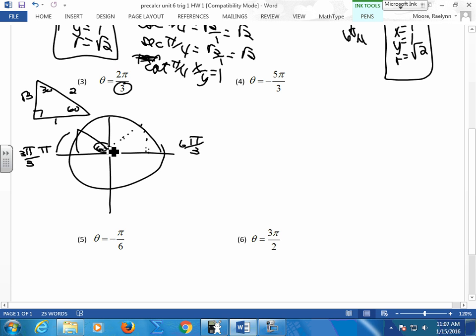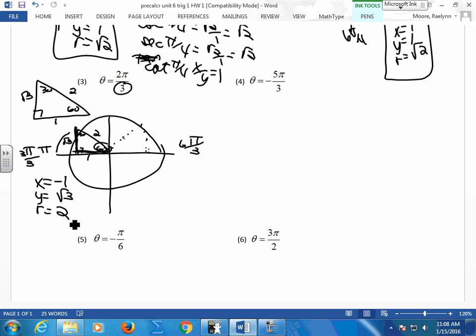All I got to do now is put this information on here. Opposite the 60 was radical 3. Opposite the 30 is 1. And my hypotenuse is a 2. I always put the positive numbers on my triangle. And then I worry about the negatives right here. So x in this quadrant is positive or negative? Negative. Y in this quadrant is positive or negative? And my radius is always positive because my radius measures a distance from the center to the circle.